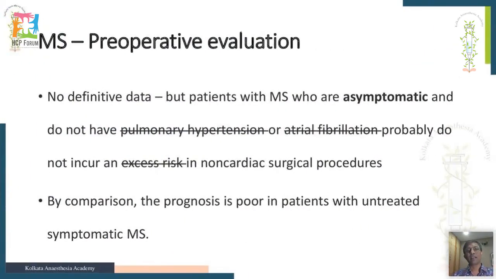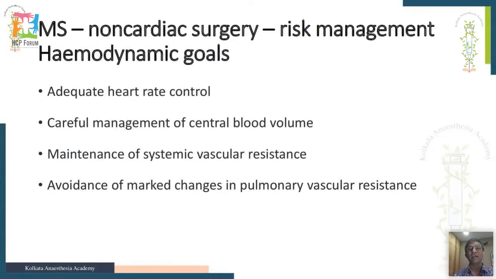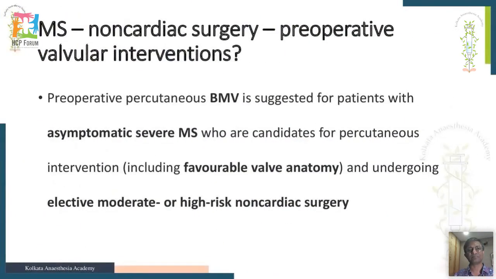Asymptomatic, without pulmonary hypertension and atrial fibrillation, possibly many people say there is no excessive risk as long as you follow the hemodynamic goals, which are heart rate control, blood volume control, and vascular resistance control. And there is a group which says that even in severe MS, but asymptomatic with a favorable valve anatomy, to be taken up for a moderate to high risk non-cardiac surgery, there is a possible role of preoperative percutaneous balloon mitral valvotomy.